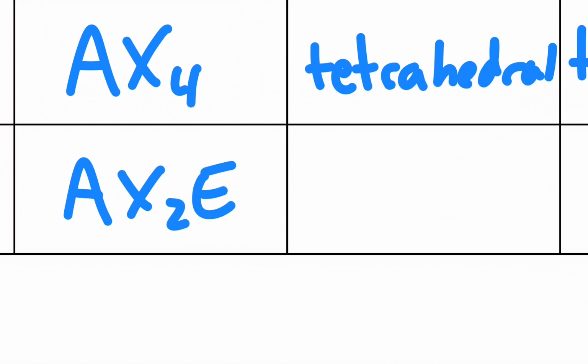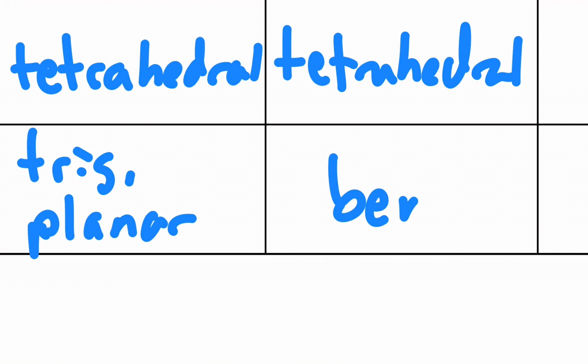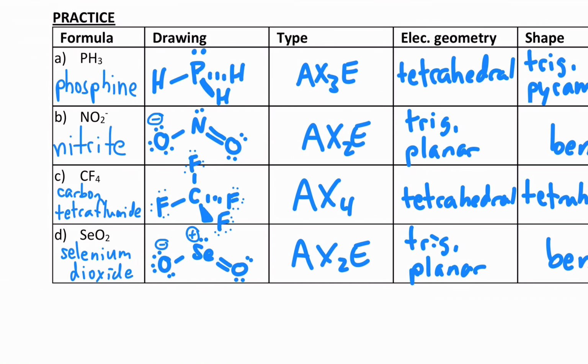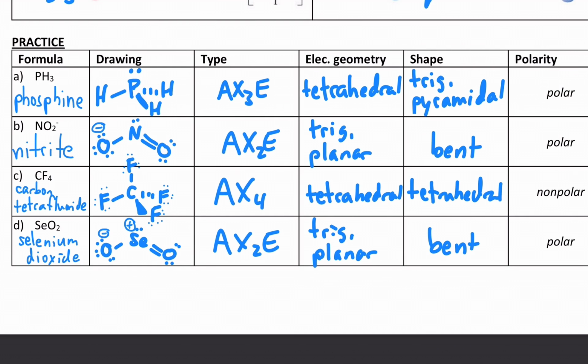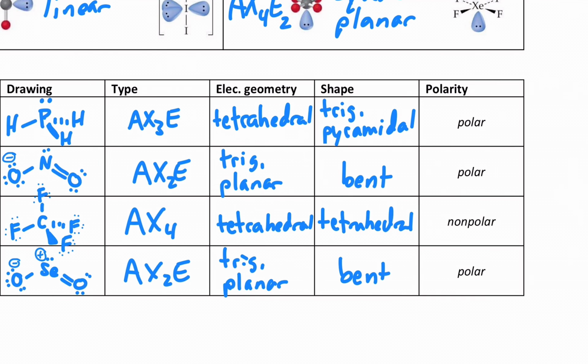So this is a trig planar electron geometry, but a bent molecular geometry, which means it looks just like nitrite, and indeed it does. Same number of atoms and same electron count, if I go and figure out the electron count. Now the polarity column was already filled in because we haven't talked about polarity yet. Polarity is due to an asymmetric arrangement.